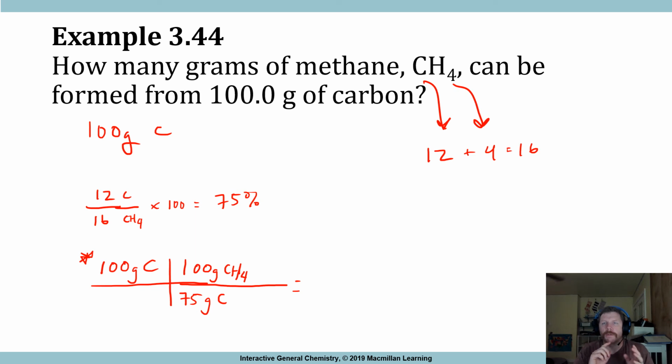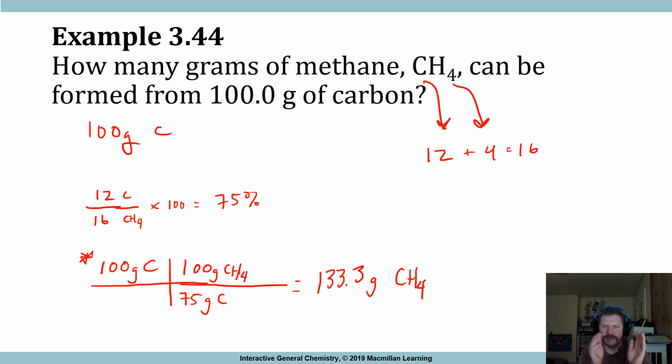Now, by putting in 100 grams of carbon, I expect that the total mass of CH4 that I make is going to be higher. So I'm going to say 100 times 100 is equal to 10,000, divided by 75. That's going to get me 133.3 grams of CH4.